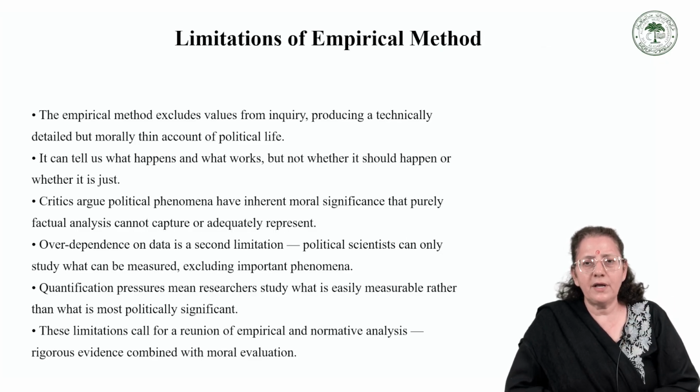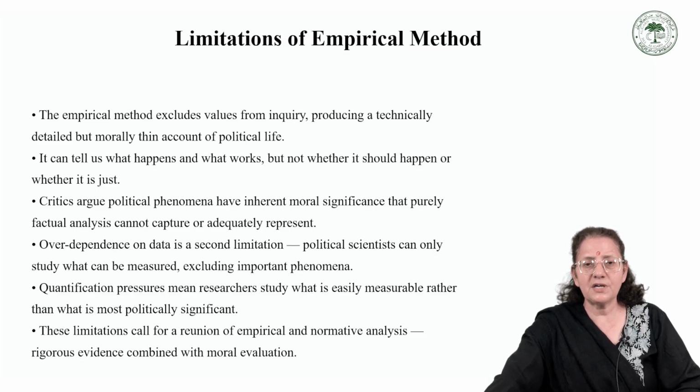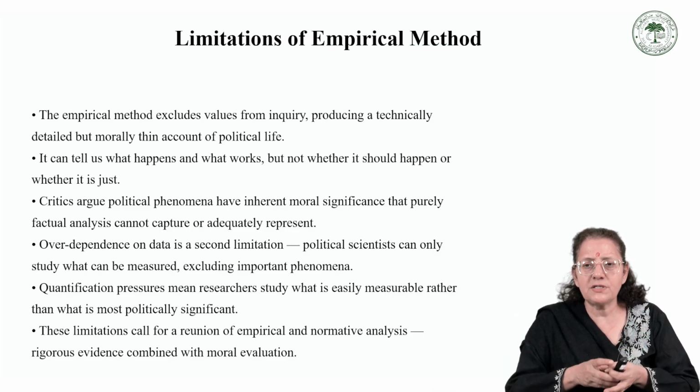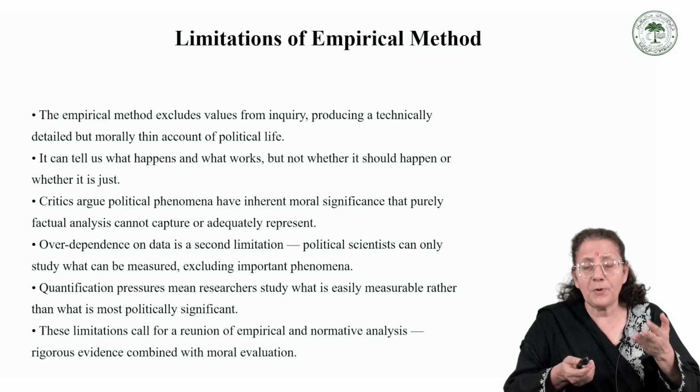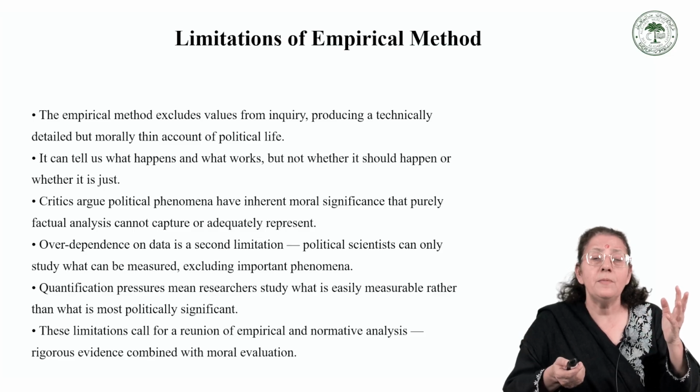Despite its great strength, there are a number of limitations regarding this method. The first and foremost is that it tends to exclude values from political inquiry, reducing politics to a set of observable facts and measurable variables. By excluding normative analysis from its domain, the empirical method can give us a technically detailed but morally thin account of political life. It can tell us what happens, but not whether it should happen. It can identify effective policies, but not whether those policies are just or not. The empirical method requires data, and in practice, political scientists can only study what can be measured.